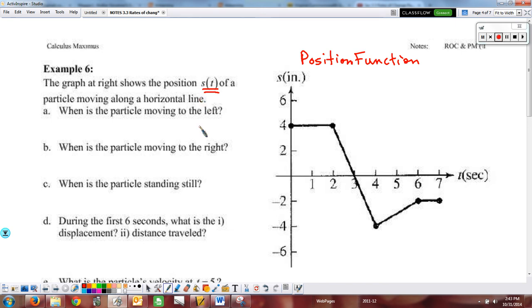Now we're going to ask the question, when is the particle moving to the left? What we've learned in the last few examples is that a particle moving to the left is moving in the negative direction. So we would say that the particle is moving left when v of t is negative. And remember that v of t is s prime of t, so when the derivative is negative, we're also looking at the slope of the line.